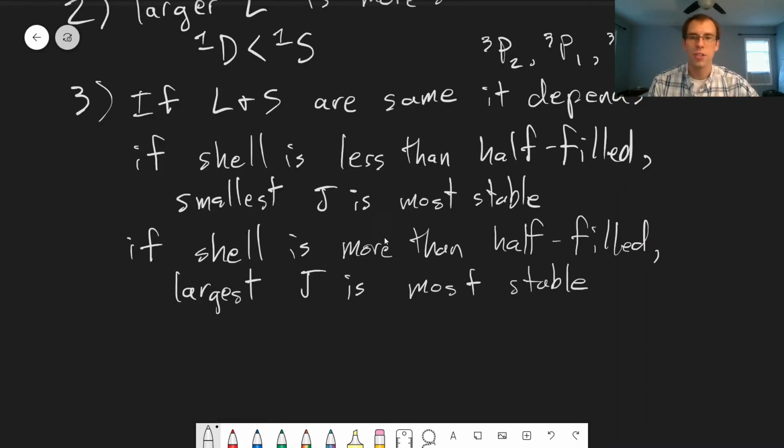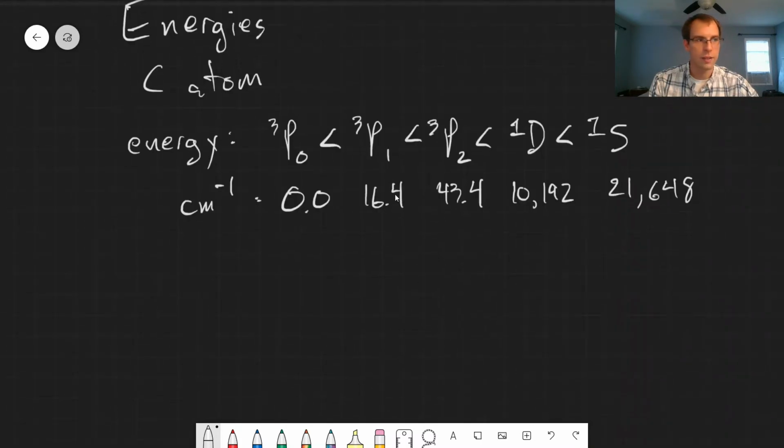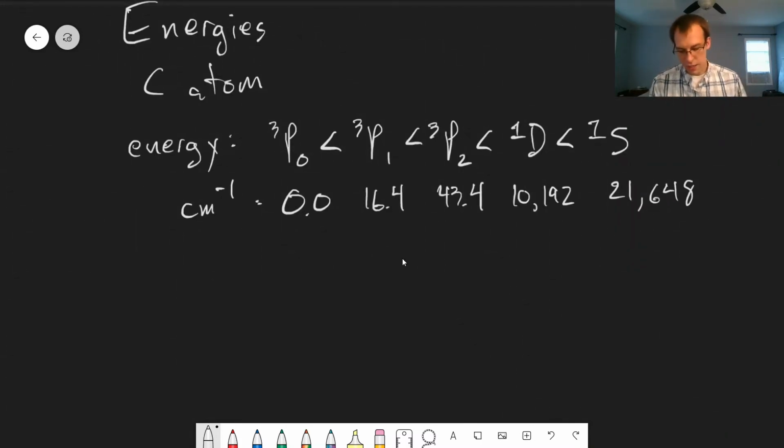Okay, so if we go back to our carbon electronic states, if I can get there, it's lagging a little bit, right? We see this play out, right? So we have a case where the shell is less than half filled. And so we have the lowest J value is the lowest energy, and this bears out with the experimental results. We have J equals 0, then 1, then 2. And these are all pretty close in energy, right? So if they have the same L and S value, the energies generally are pretty close to each other, within a few tens of wave numbers in the case of carbon here.